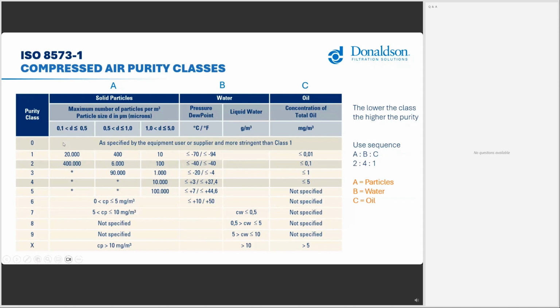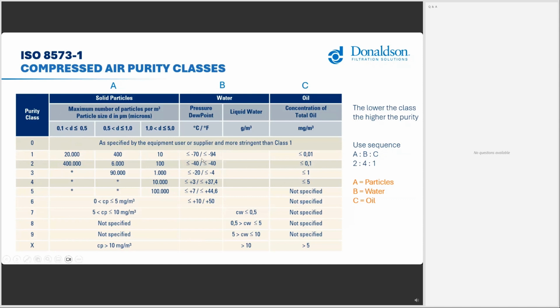Particles, they are clustered in three different particle size ranges, from 0.1 to 0.5, then larger than 0.5 up to 1 micron, and larger than 1 micron up to 5 micron. And you see, if you want to achieve the purity class 1, then the numbers here are giving the remaining particles in the already purified compressed air, so downstream of a filter. That means for these very small particles, even class 1, which is a very high or the highest defined class, it allows to have 20,000 particles in that range here.